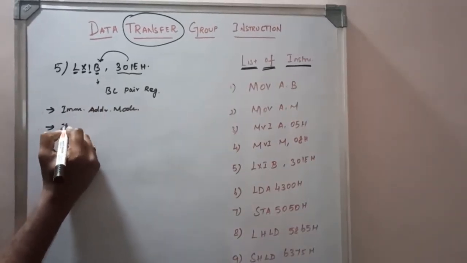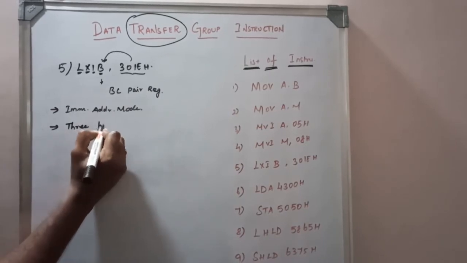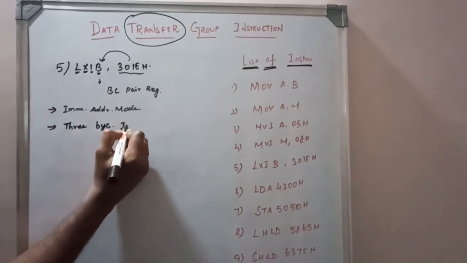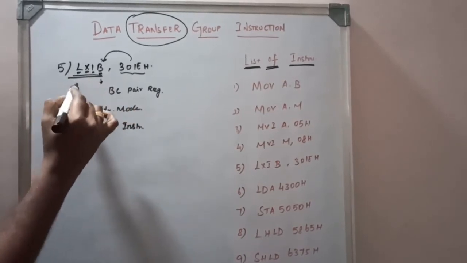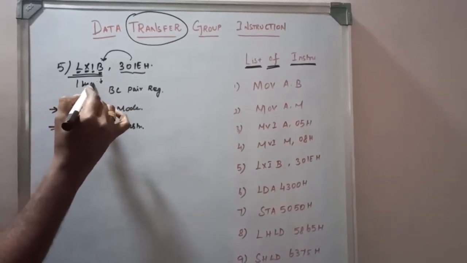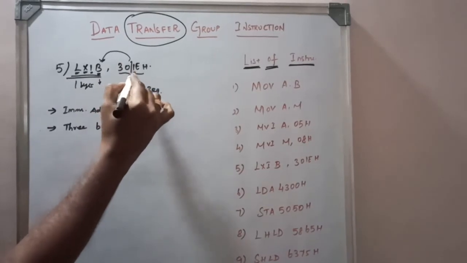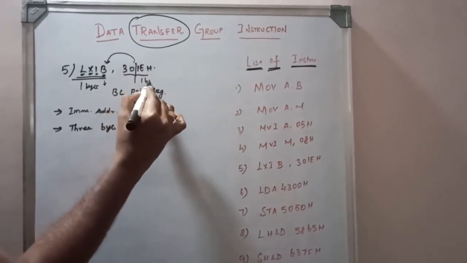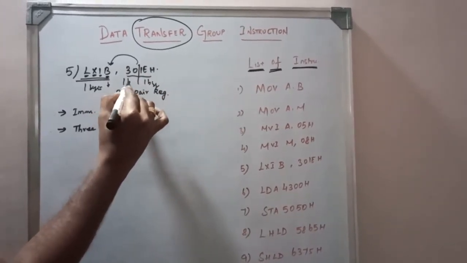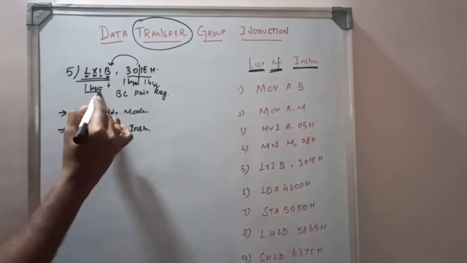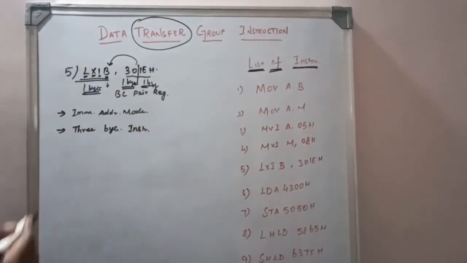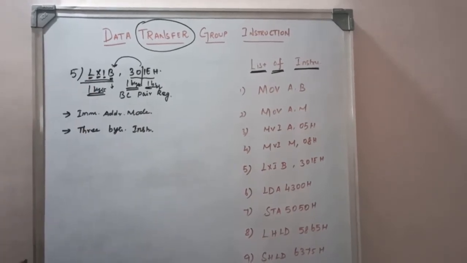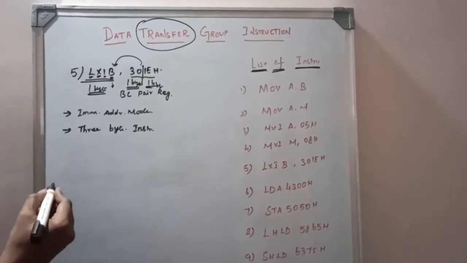It's a 3-byte instruction. The opcode is 1 byte, then the data: the lower-order data is 1 byte and the higher-order data is another byte. So totally it is a 3-byte instruction in the data transfer group. Now you see the example of this instruction.